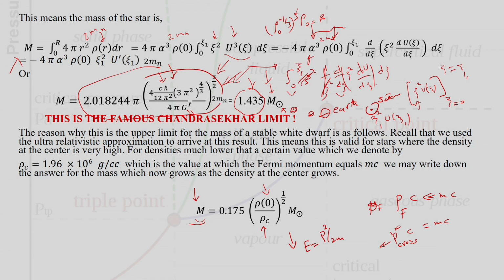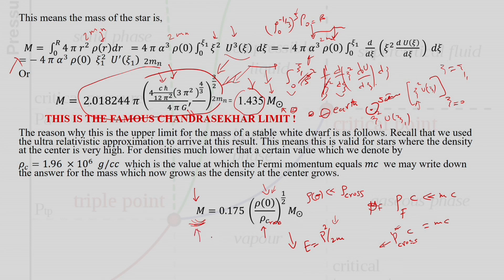If the mass of the star keeps increasing, this rho is going to keep increasing, but notice that this result is valid only when rho is much less than this crossover density. So if you keep increasing the mass of the star, a situation will come where it crosses over into the relativistic regime. The non-relativistic approximation will fail and then you will gradually start making it more relativistic. That is the reason why this is called the limit.